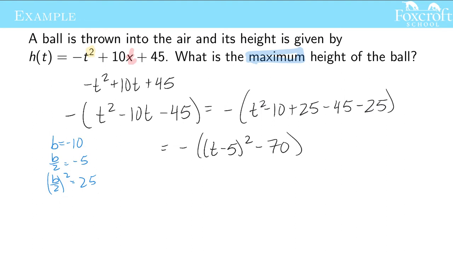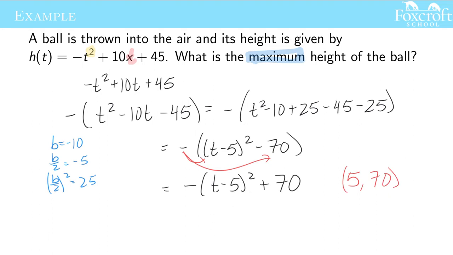And now we can distribute the negative into the 2 different pieces. So our final answer is going to be negative (t minus 5) squared plus 70. That's our vertex form for the quadratic. We have just that negative because of one extra thing to worry about that we didn't have to do before. But now we know our vertex is at positive 5, positive 70.